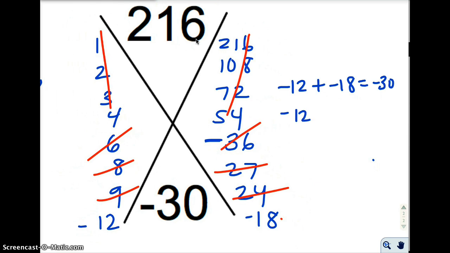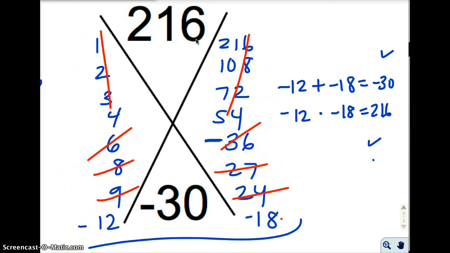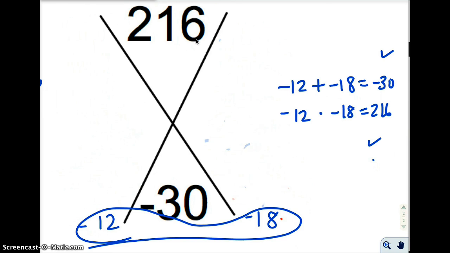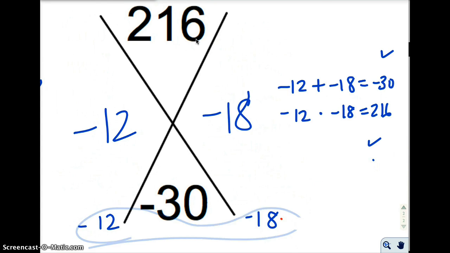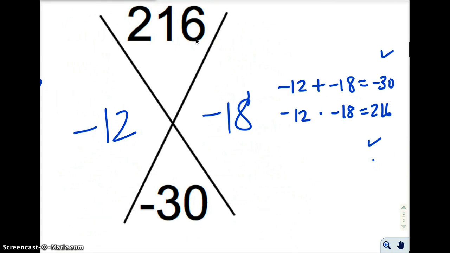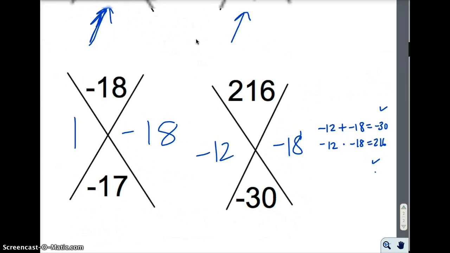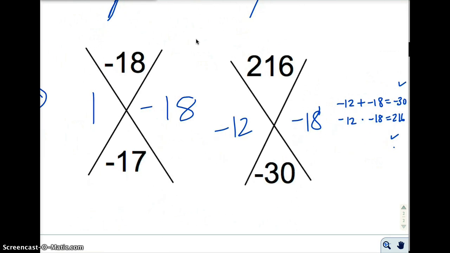Is negative 12 times negative 18 equal to 216? Yes and yes. So actually the pair I'm going to use is negative 12 and negative 18. So I'm going to erase all this. I get negative 12 and negative 18. That's a problem where if you are persevering, you'll find the answer. If you quit and don't see it right away, then you won't find the answer to that problem.